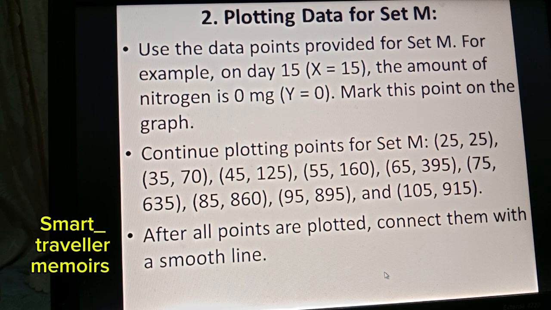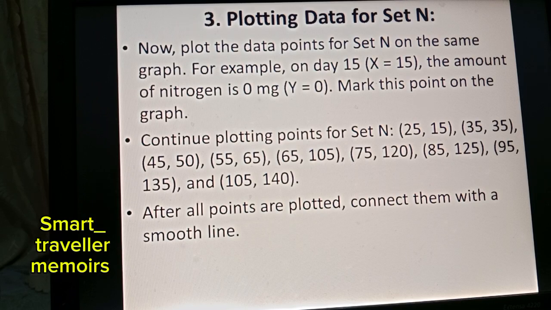Use the data points provided for set M. For example, on day 15, x equals 15, the amount of nitrogen is 0 milligrams, y is 0. Mark this point on the graph. Continue plotting points for set M, and you can see all the set points there. After all points are plotted, connect them with a smooth line.